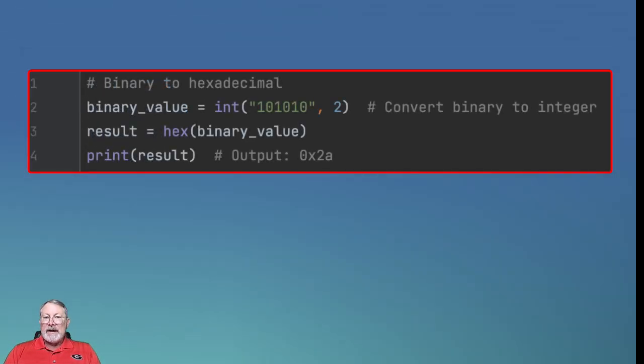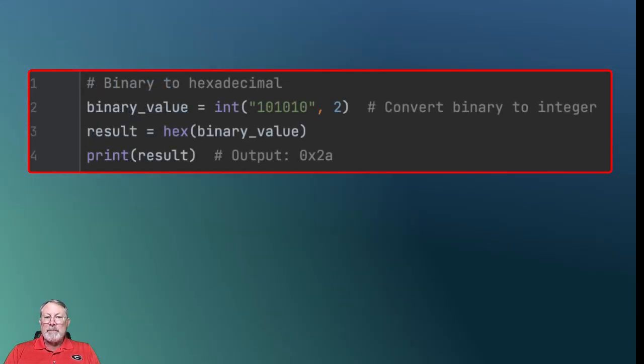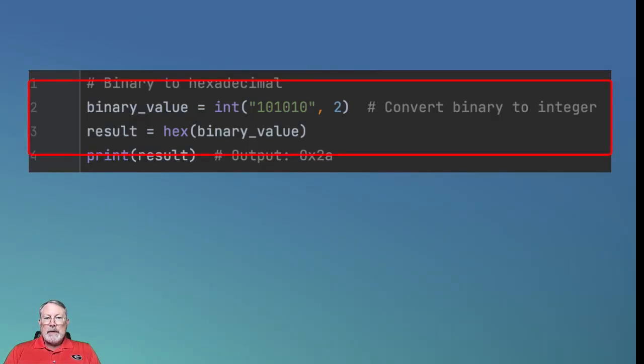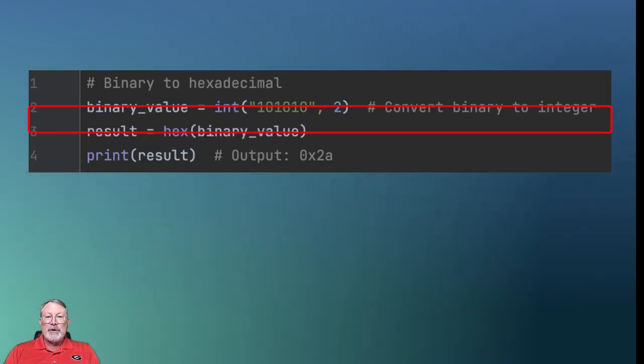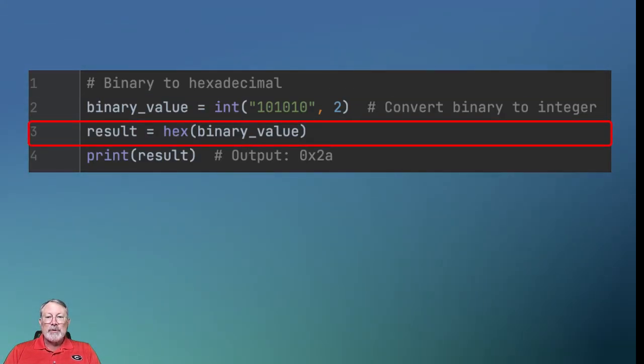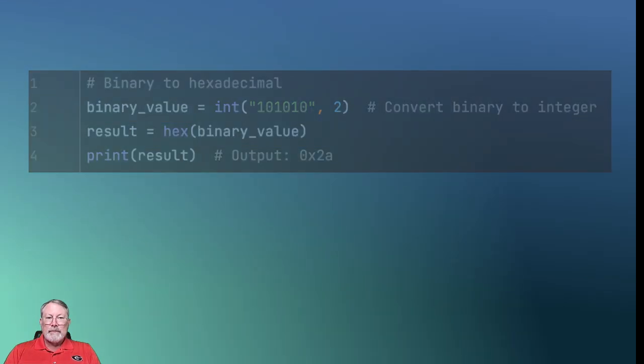You can combine hex with other conversions, like converting binary numbers to hexadecimal. In this example, the binary number 101010 is first converted to an integer, then to the hexadecimal 0x2a.